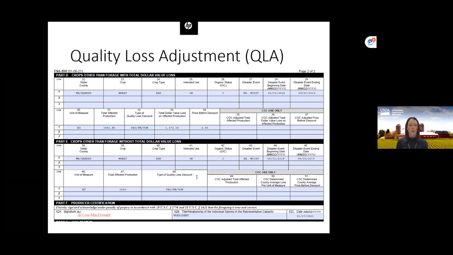Again, there's no total dollar value loss or price before discount that the producer certifies in Part E, because that's a determination that'll be made by the Farm Service Agency after sign up has completed. And then in Part F is where the producer will sign and date.